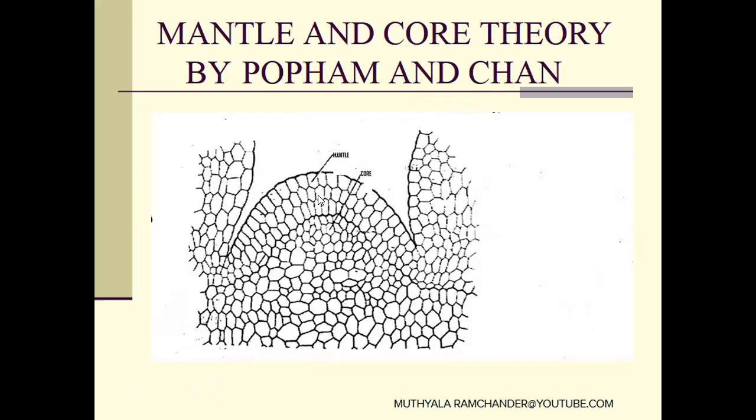Mantle tissues are present on the terminal part of shoot apex. These participate in the anticlinal divisions. They develop into dermatogen, that is, the epidermis of shoot. Below the mantle, core tissues are present. The core tissues participate in the periclinal division. They develop into periblem and plerome of shoot. Periblem develops into cortex of shoot. Plerome develops into the vascular portion of shoot.